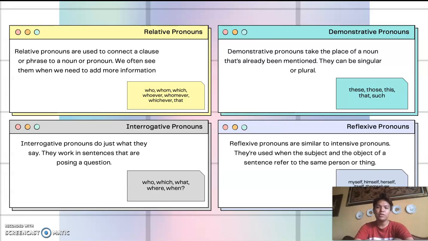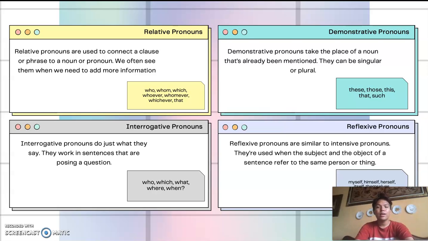The next is demonstrative pronouns. Demonstrative pronouns take the place of a noun that's already been mentioned. They can be singular or plural. Examples are this, these, those, that, such. Interrogative pronouns just do what they say, though they work in sentences that are posing a question. Examples are who, which, what, where, when.